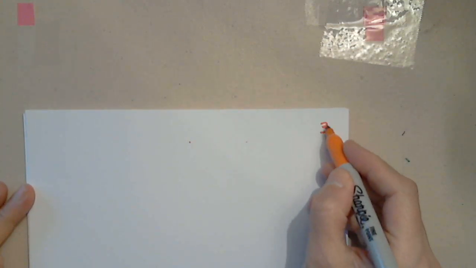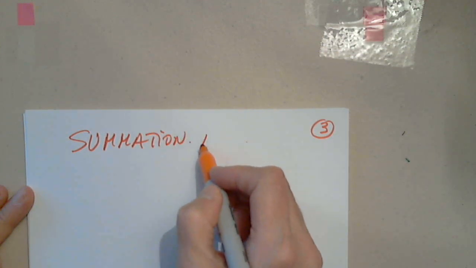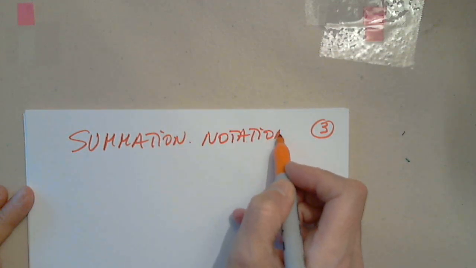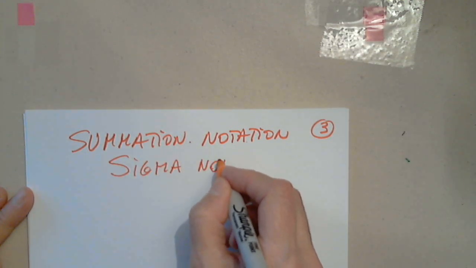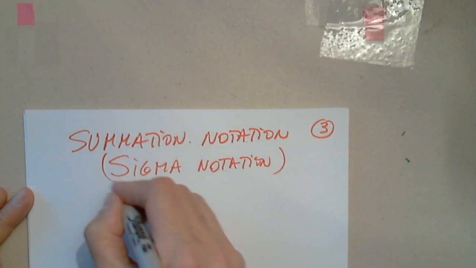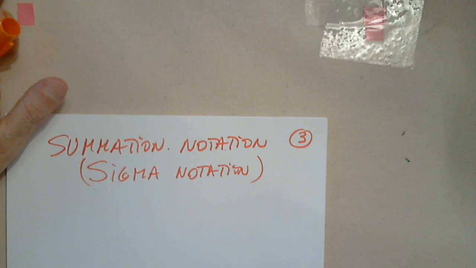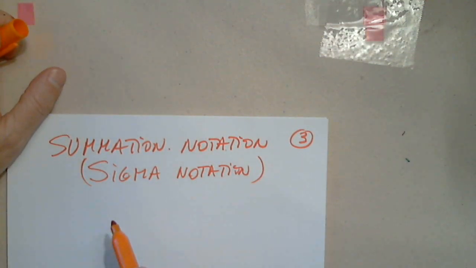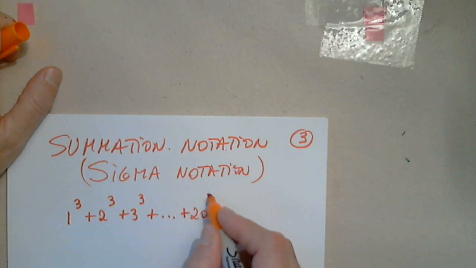Okay, number 3. Summation notation, also called sigma notation. Same thing. Okay, so let's take a look at the following scenario. Let's suppose I want to add 1 to the third power, to 2 to the third power, to 3 to the third power, dot dot dot, to 20 to the third power.